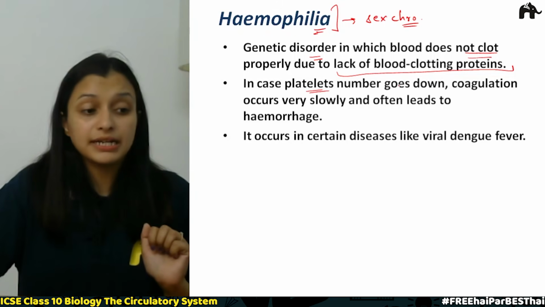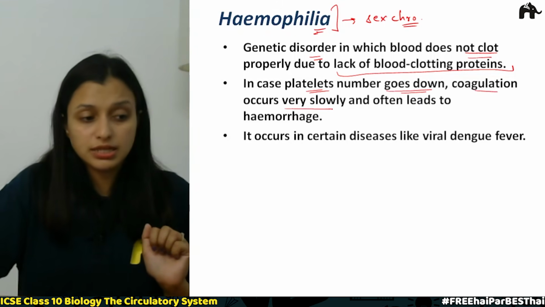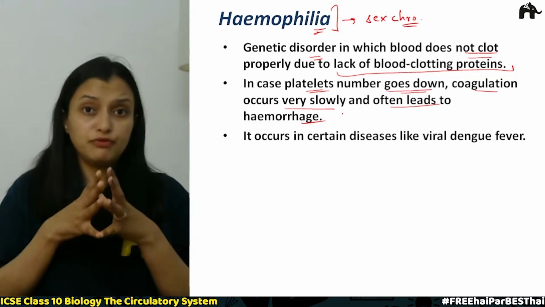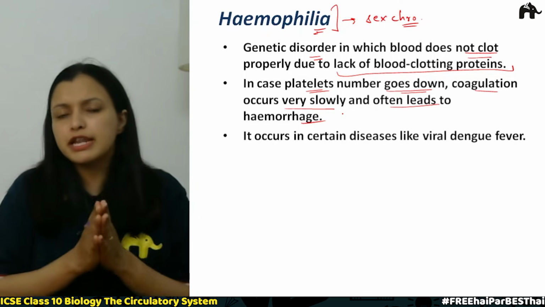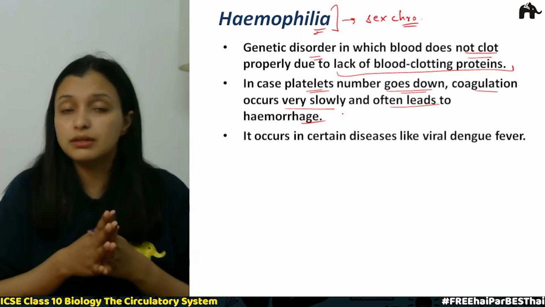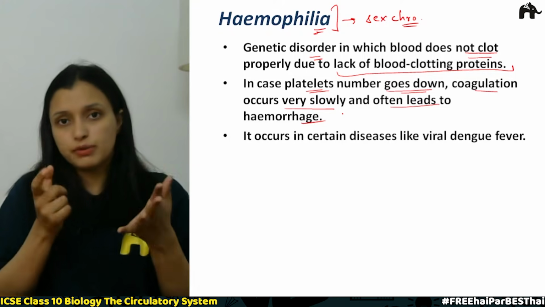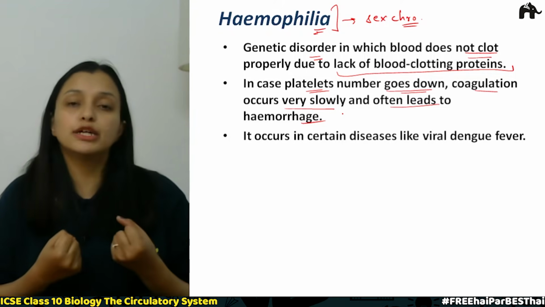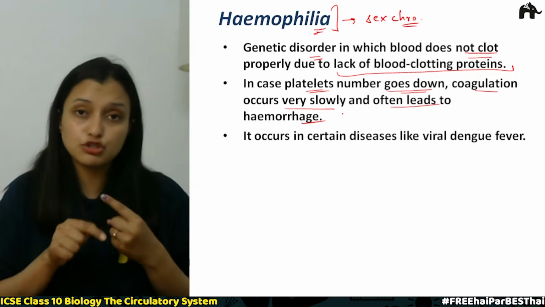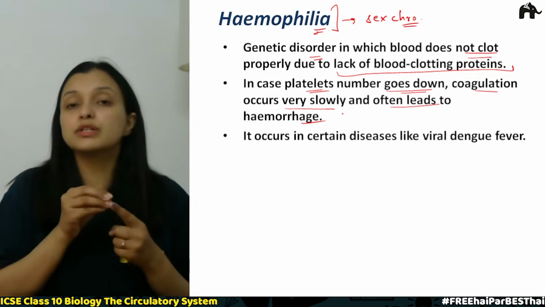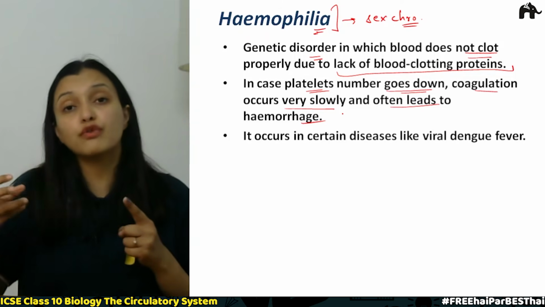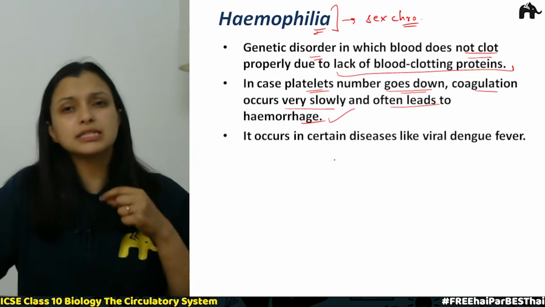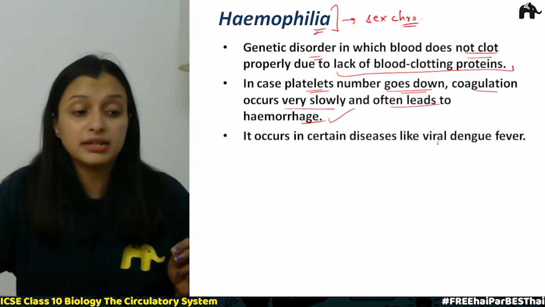In case the platelet number goes down, coagulation occurs very slowly and it often leads to hemorrhage. We know that platelets are very, very important if our body has to form a clot, right? If the number of platelets in the body goes down, then even a small cut will not form a clot and there is a loss of a lot of blood, which will lead to hemorrhage in the body, and it occurs in many diseases. For example, viral dengue fever.